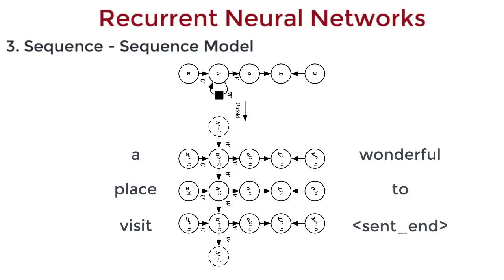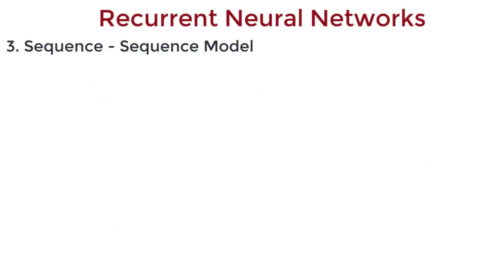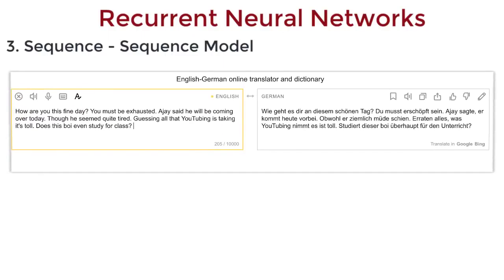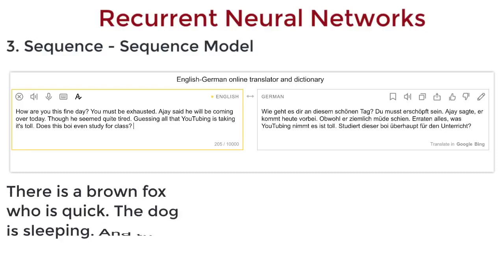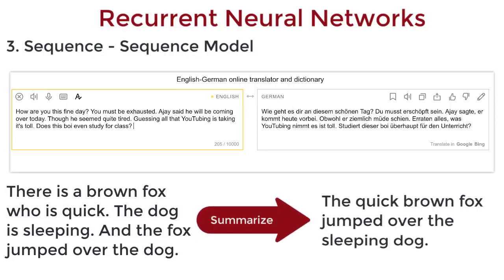But here's the thing. This sequence-to-sequence model had equal-sized inputs and outputs. Most applications out there don't have equal-sized inputs and outputs, though. Like in the case of language translation, a 10-word sentence in English may not have a 10-word German translation. Even in the case of text summarization, the input is a set of sentences, but the output by definition is a reduced set of sentences.